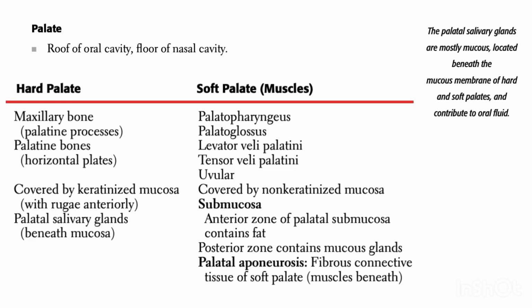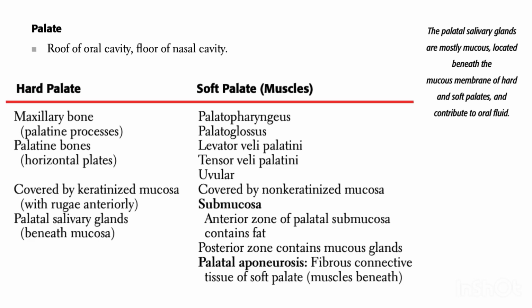Now let's move posteriorly to the soft palate. Unlike the hard palate, the soft palate is flexible. Why? Because it is mostly made up of muscle. The main ones are palatopharyngeus, palatoglossus, levator veli palatini, tensor veli palatini, and lastly uvula. Now these muscles work together to facilitate swallowing and speech.